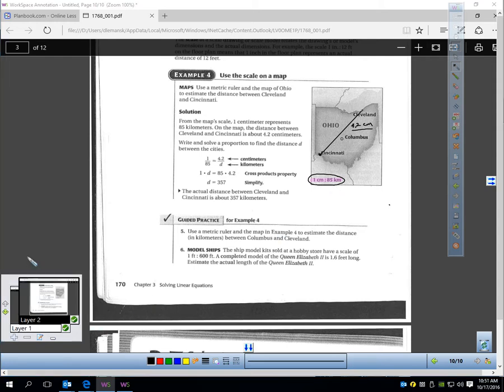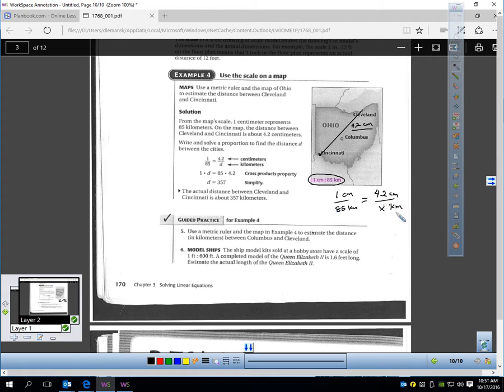So if I want to figure out how far it is from Cincinnati to Cleveland, I would write my scale: 1 centimeter over 85 kilometers. There's my scale. That should equal 4.2 centimeters over an unknown amount of kilometers. Remember, I said there should be some rhythm to this. Centimeters compared to kilometers equals centimeters compared to kilometers. There is a rhythm to that.